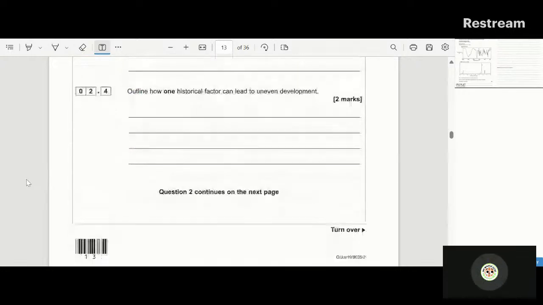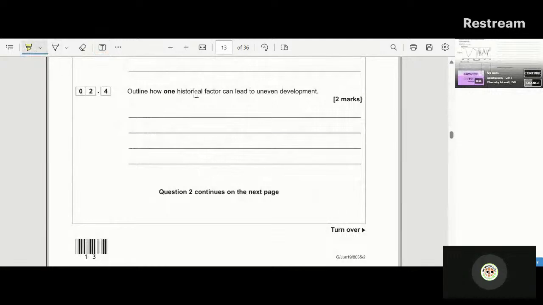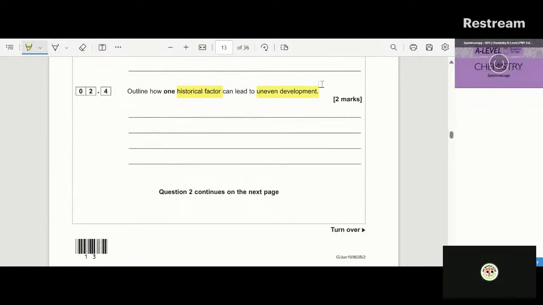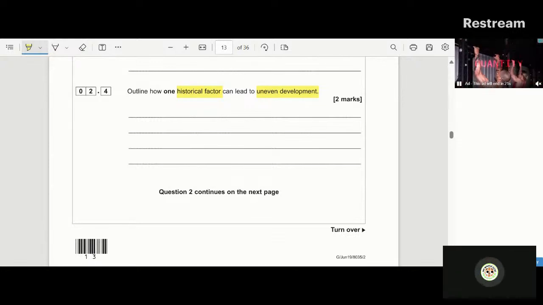Next, outline how one historical factor can lead to uneven development. You can talk about war or colonization. The colonizer countries are going to be much better off because they have profited and benefited from exploiting other countries and economies. On top of that, if a country has experienced loads of wars during its life, it will be worse off because a lot of its resources go towards warfare, which is effectively pointless because after it's been used, it's just a cost and is causing destruction.